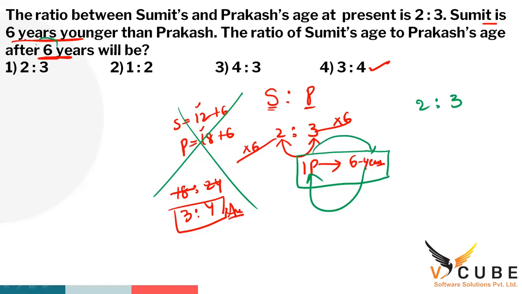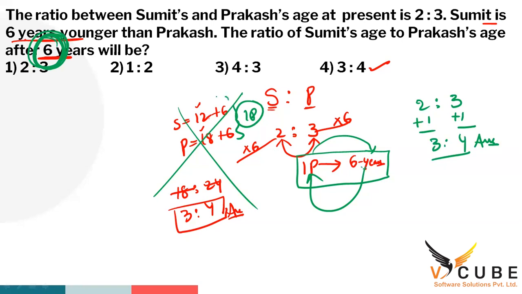We have to find out the after 6 years. So instead of adding 6 years, adding 1 part is better, right? Yes or no? So that's why I'm simply adding here 1 part, 1 part. So 2 plus 1, 3, and 3 plus 1, 4. That's why the answer is 3:4 after 6 years, because 1 part is equal to 6 years. 6 years is equal to 1 part.